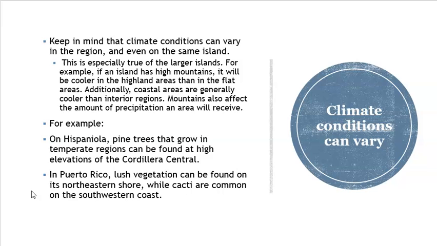Lush vegetation can be found on the northeastern shore, while cactus, common in deserts, can be found on the southwestern coast. So just because the countries are in a tropical region doesn't necessarily mean that always reflects the exact climate.